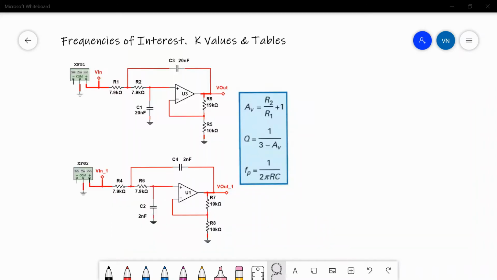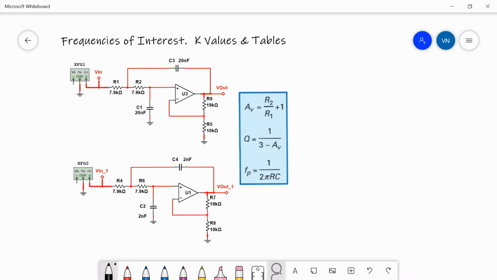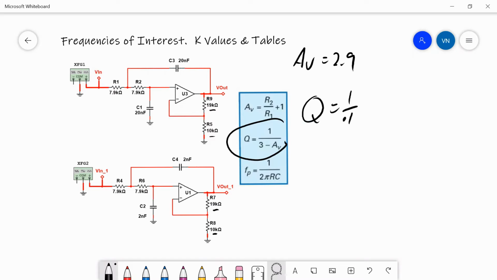In order to demonstrate how this works, I'm going to make two circuits in Multisim, and they're both going to be low-pass equal component filters. So the gain on both of them, if you take a look, I have a 19K and a 10K on both of them. So the gain of both of them should be 2.9. The Q then would be 1 over 3 minus 2.9. That would be 1 over 0.1. So the Q on both of them is 10.